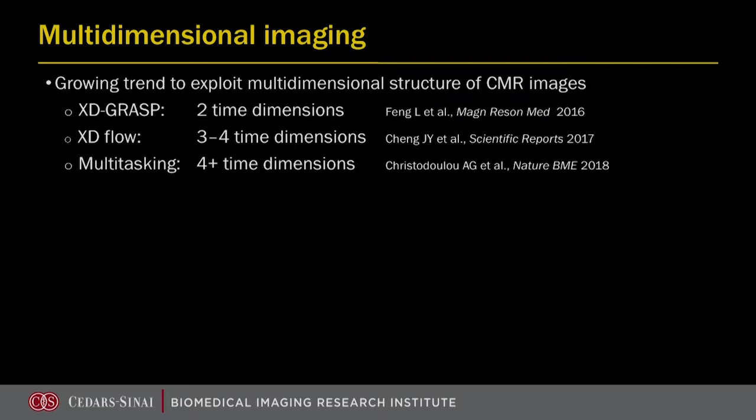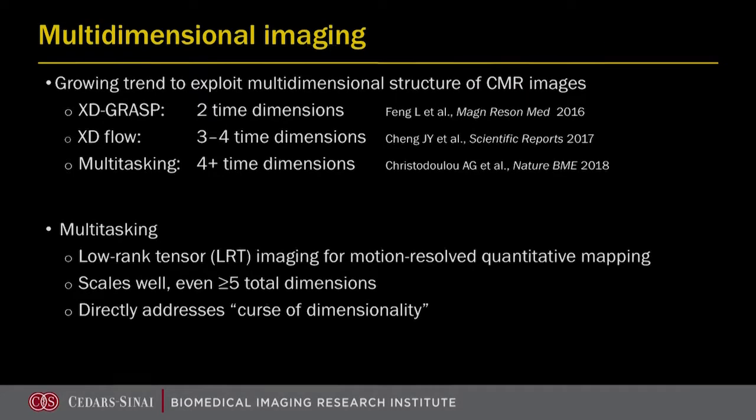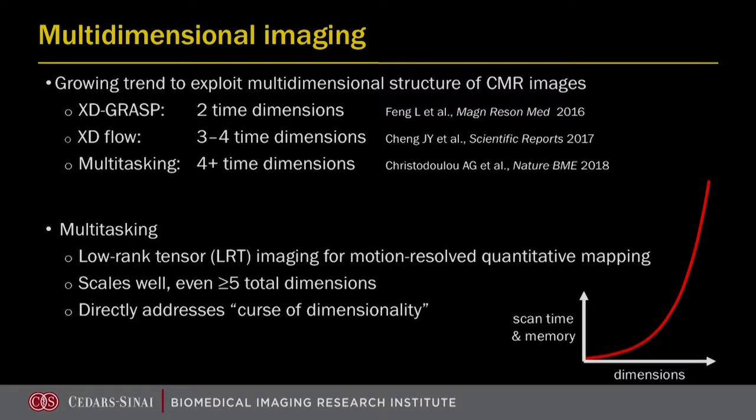So this is a growing trend, this multidimensional imaging in CMR, including, as we saw in the first talk, HD-PROST. And our version of this is multitasking, which is a low-rank tensor imaging. And basically what it does is it scales really, really well, even with many dimensions. So typically you would have the curse of dimensionality where your scan time and memory are going to grow exponentially with the number of dimensions. With myocardial perfusion, you really only have about maybe 60 seconds, so that can be quite a problem. Whereas a low-rank tensor actually grows approximately linearly. So this becomes a very powerful tool for doing fast multidimensional imaging.